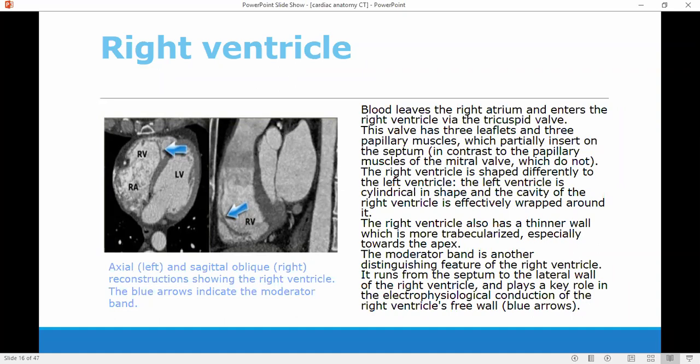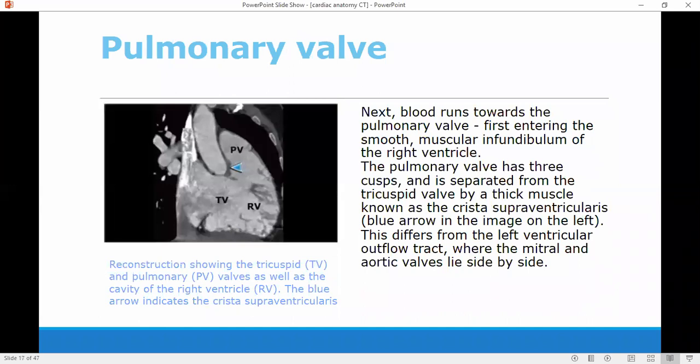The moderator band plays a key role in electrophysiological conduction of the right ventricle's free wall. Pulmonary valve. Next, blood runs towards the pulmonary valve. First it enters the smooth muscular infundibulum of the right ventricle. The pulmonary valve has 3 cusps and is separated from the tricuspid valve by a thick muscle known as Crista supraventricularis.